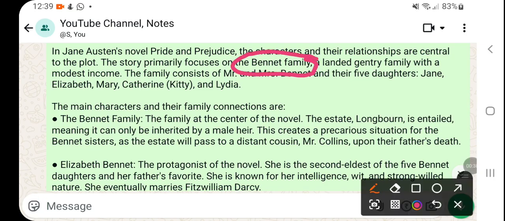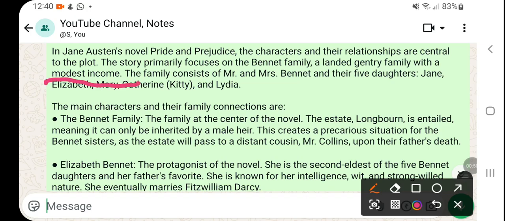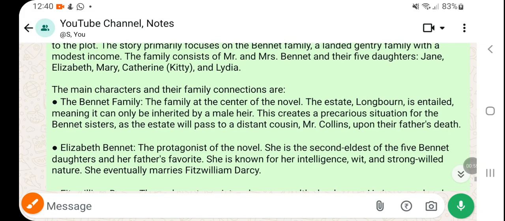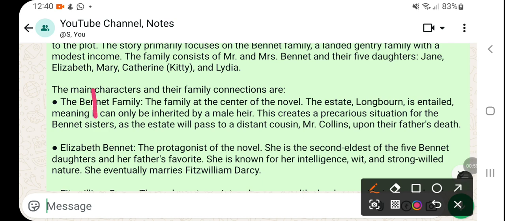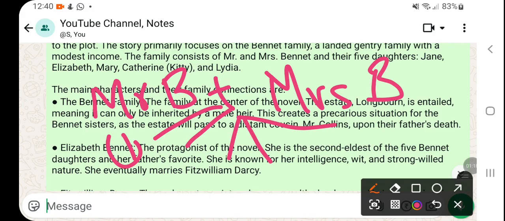So please take care. In this novel, the Bennet family is the main family and they are a landed gentry family with a modest income. The family consists of Mr. and Mrs. Bennet and their 5 daughters, right?